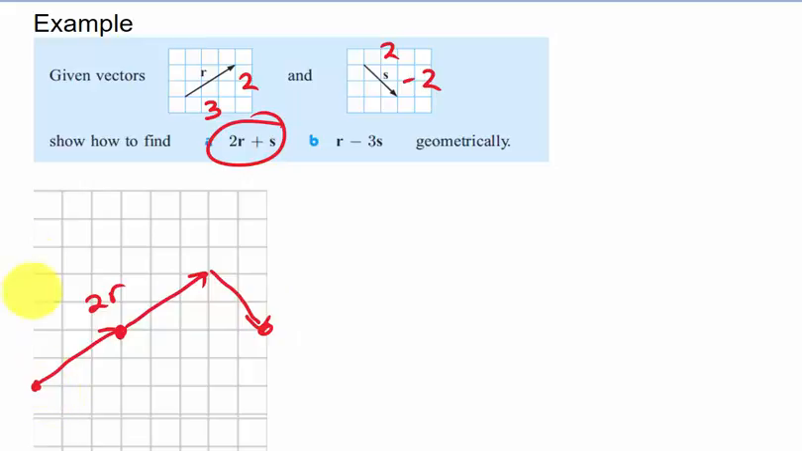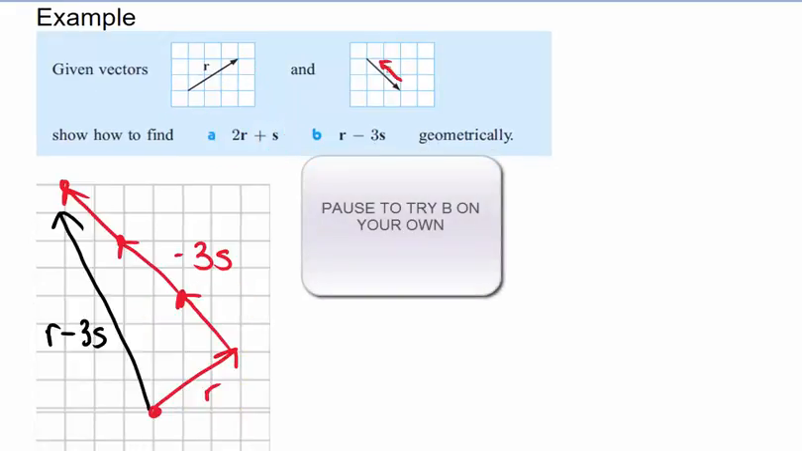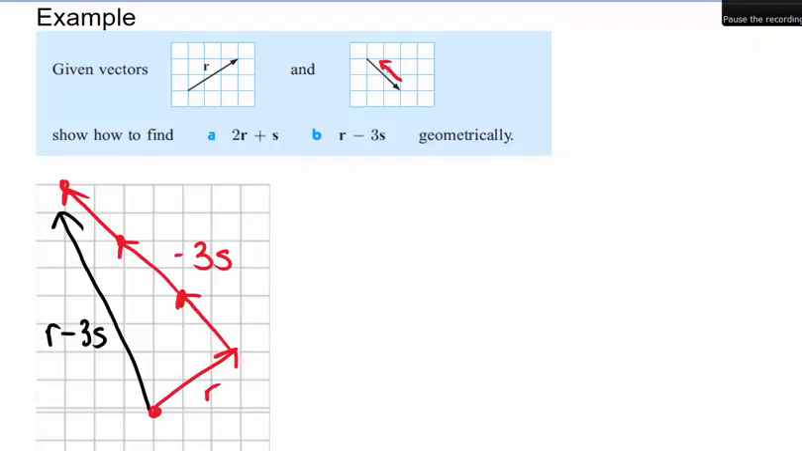So my resultant vector is 2r minus s. You can go ahead and try b. And if you want to check your b, there it is.